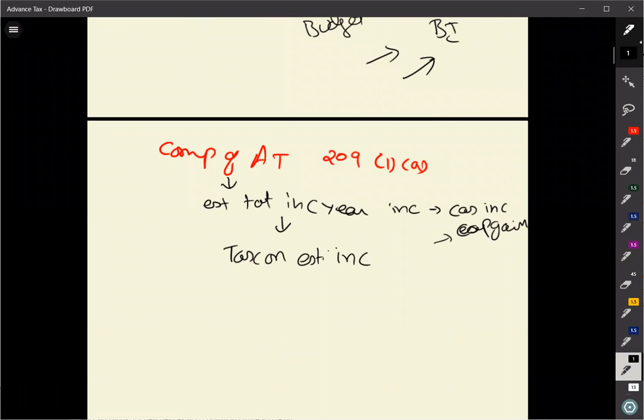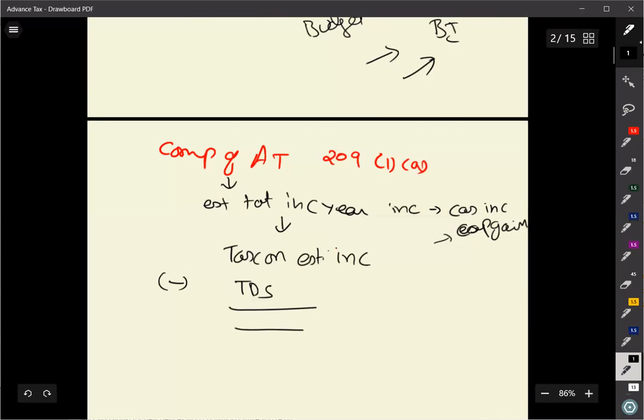Already, the payer, some person who is making payment of consideration, has deducted some sort of TDS. So now I need not pay that as an advance tax. So what I need to do? I need to reduce any sort of TDS which is happening. That tax deducted at source has to be reduced. The differential amount, whatever it is, forms part of your advance tax.